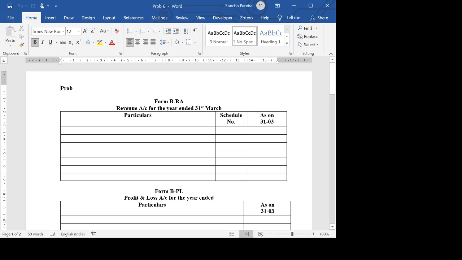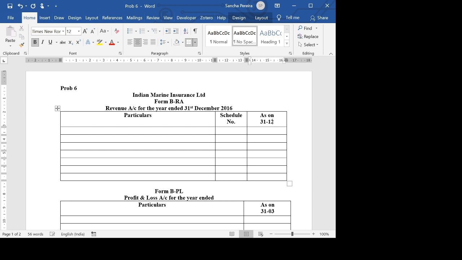This is problem 6. The name of the company is Indian Marine Insurance Limited. Form B-RA, that's a form of revenue account, and the date is 31st March. Sorry, following information as on 31st December 2016. So be careful of the year. It may not always be 31st March. It's 31st December.